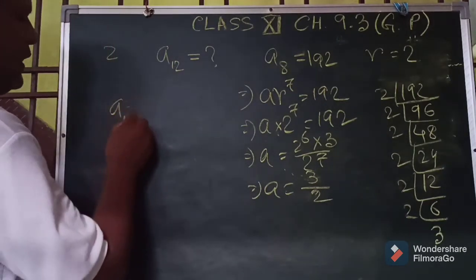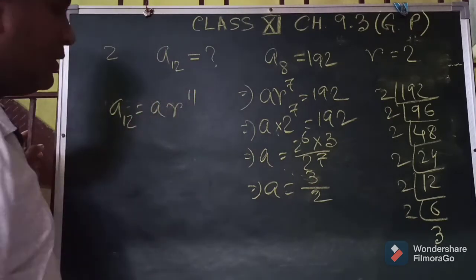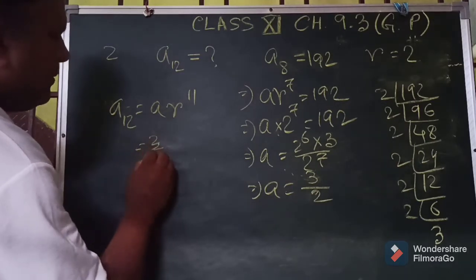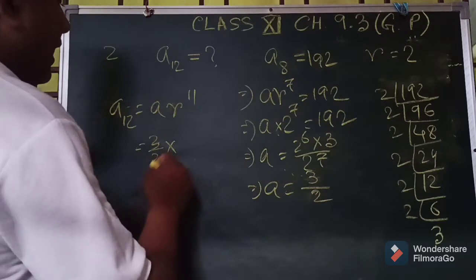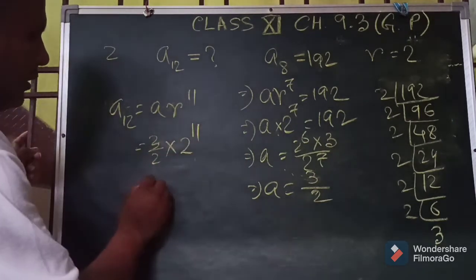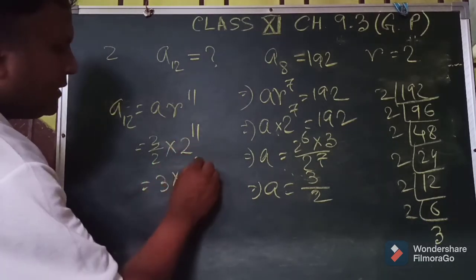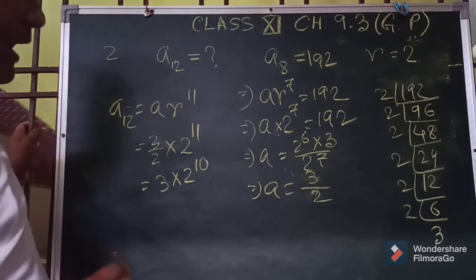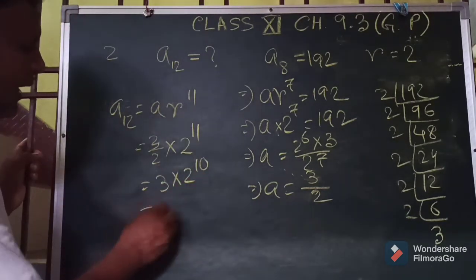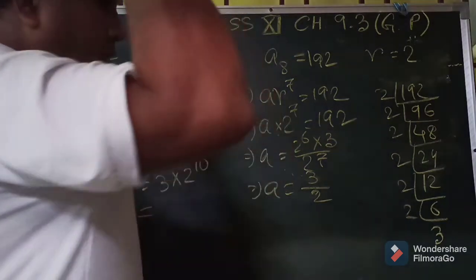Now common ratio is given, we have to find out a12. So the value of a12 is a into r to the power 11, that means 3 by 2 into 2 to the power 11. If you cut this here, then 3 into 2 to the power 10, and you can find the value directly. You can write the answer in that way also. And 2 to the power 10, how can you write?